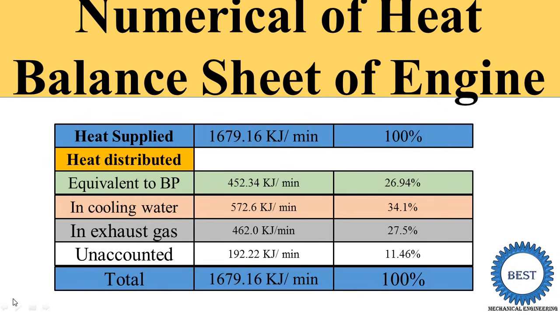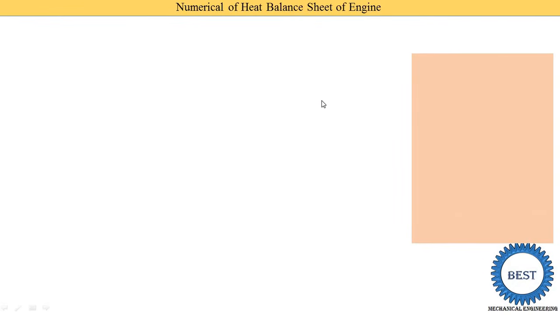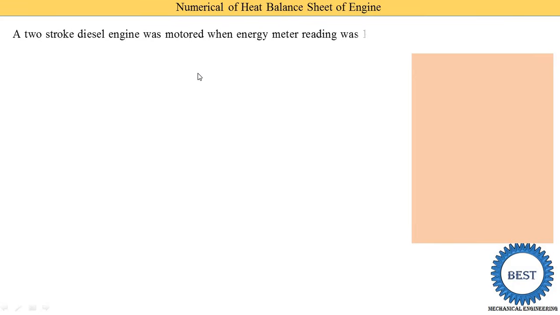In this video, I discuss how to solve the numerical of the heat balance sheet of the engine. In these examples, we find out what the heat supply is and what the heat distributed is, meaning heat equivalent to brake power, in cooling water, in exhaust gas, and unaccounted heat losses. So first we understand the problem statement, then the given data, and then we solve the examples.